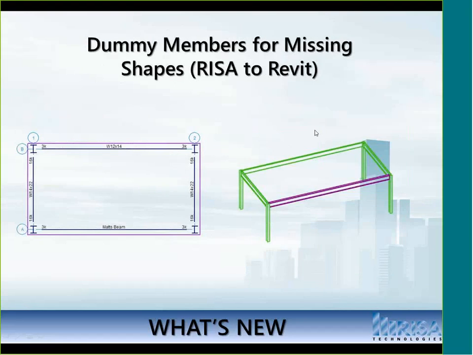We've also added dummy members for missing shapes. Now, this has been present for a long time when going from Revit to RISA. That is to say that if there's a shape present in the Revit model that we don't have available in the RISA model, we'll just create a dummy shape.